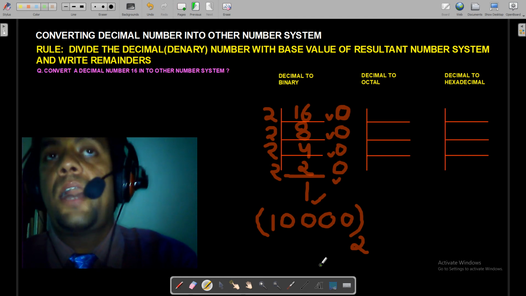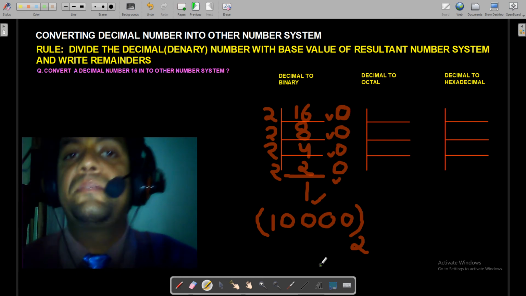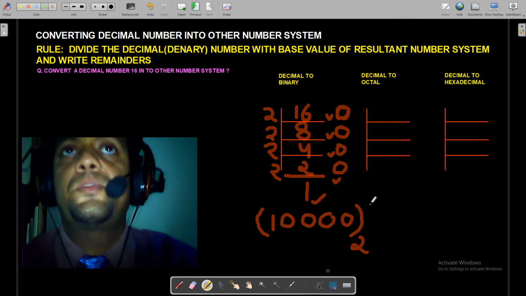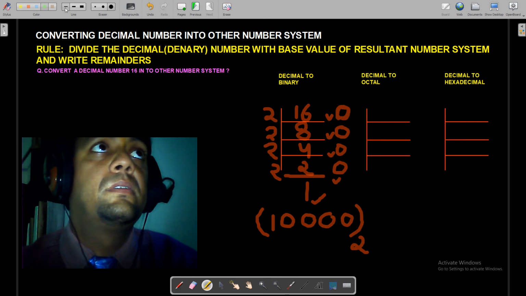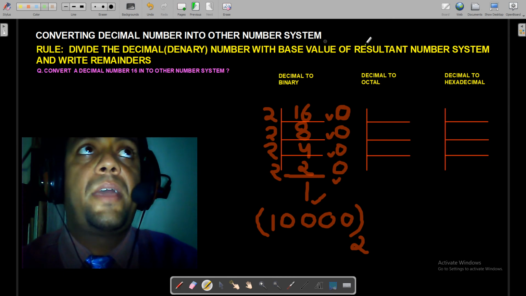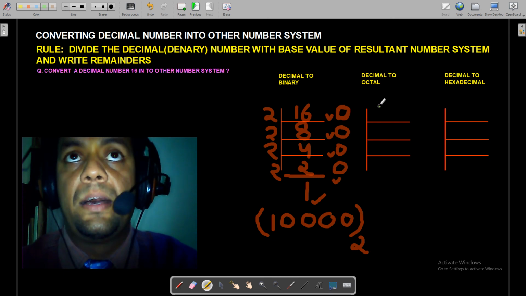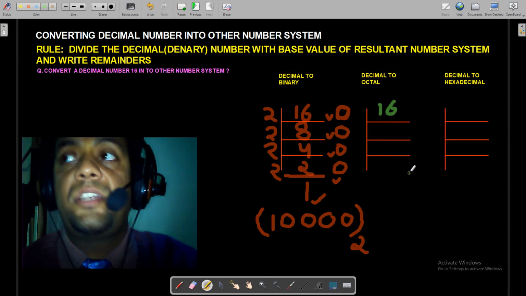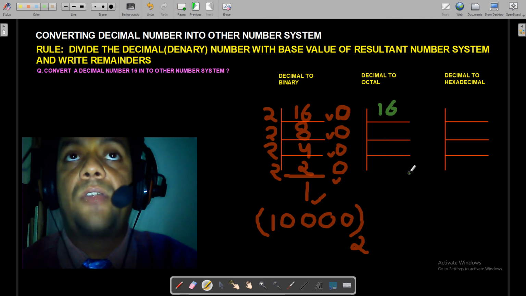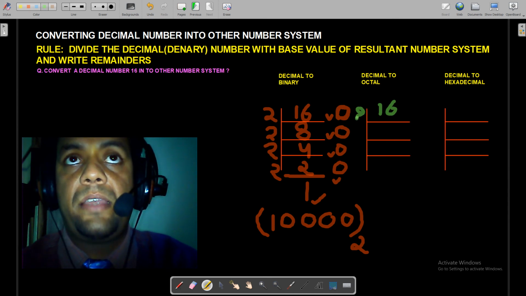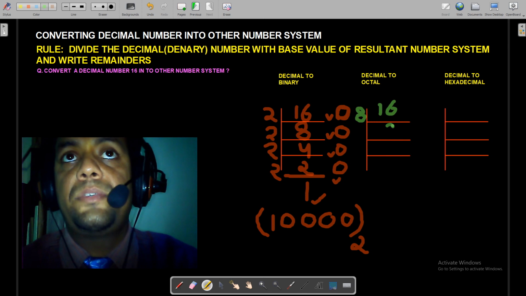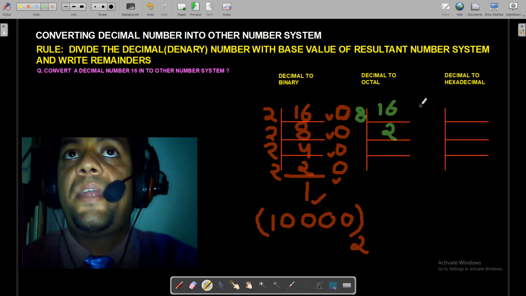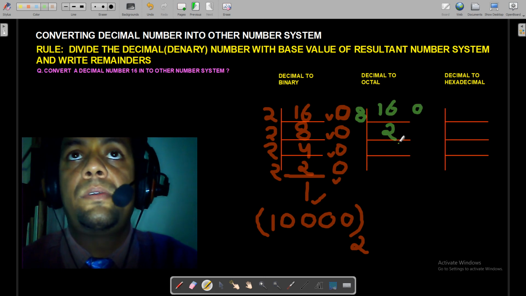Now I am trying to apply the same approach with octal. Now I have to convert the same number 16 into the octal number system. So I am writing my number here. I have written my number, 16 here, and I am trying to convert it into octal. What is the base value of octal? 8. So I will divide it by 8. Yes. So let me write 8 here. 8 2s are 16. The remainder is 0.